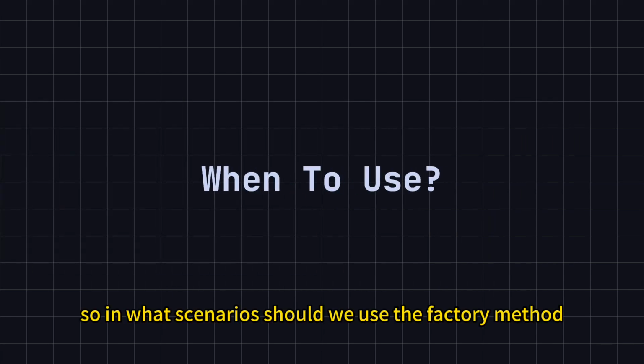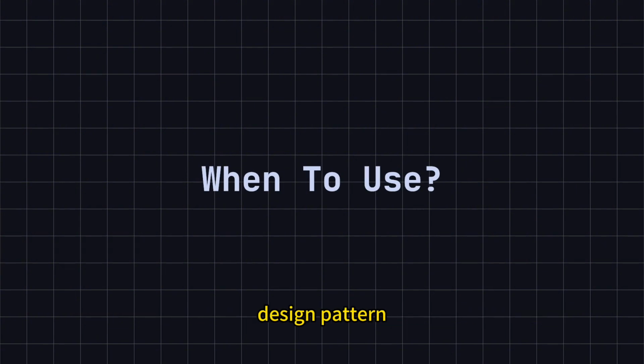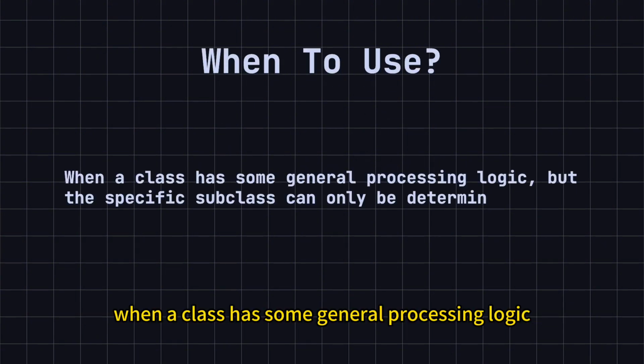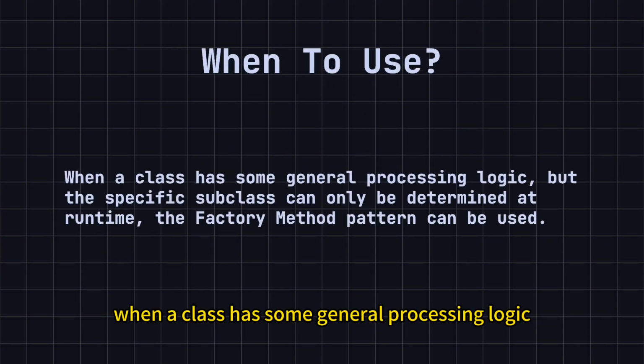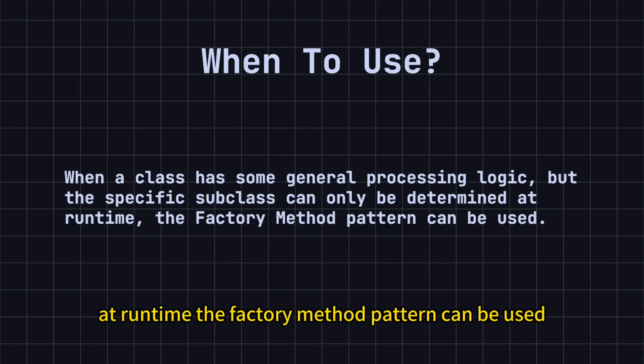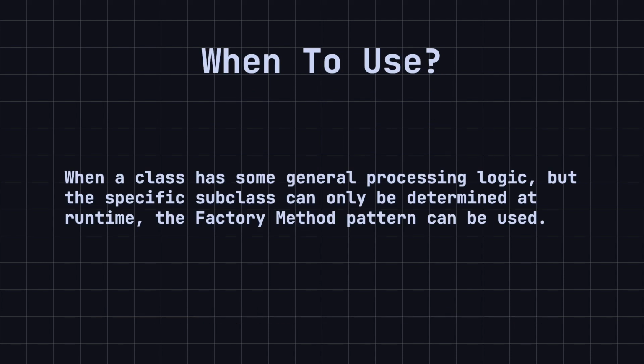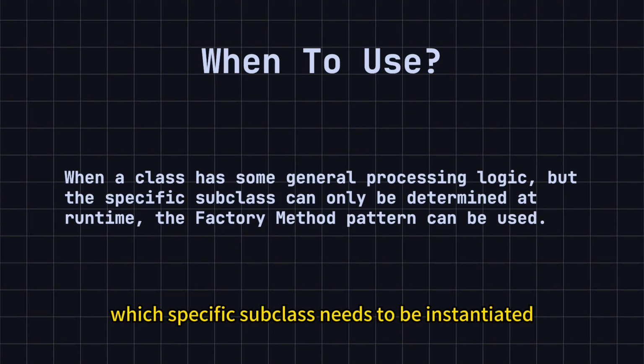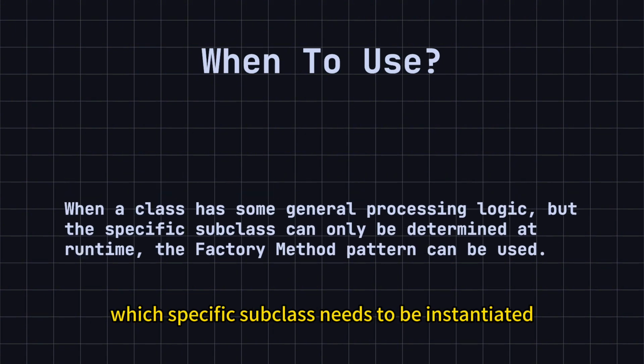So, in what scenarios should we use the factory method design pattern? When a class has some general processing logic, but the specific subclass can only be determined at runtime, the factory method pattern can be used. In other words, this pattern is useful when the client does not know which specific subclass needs to be instantiated.